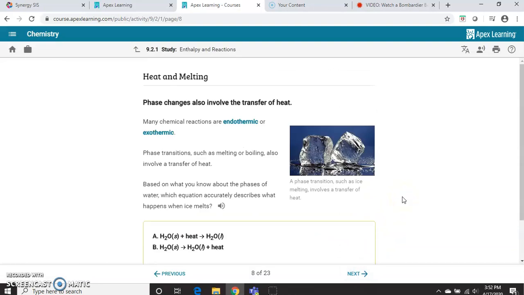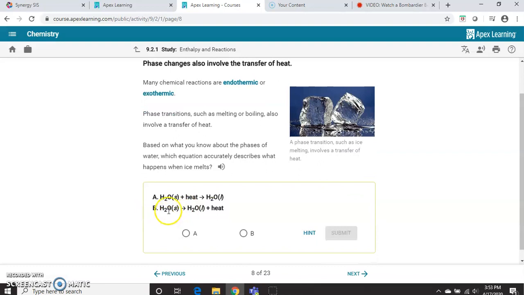So with that, we also have phase changes. So we can look at heat being added or taken away, endothermic or exothermic, if we change a phase, such as ice melting, water boiling. So based on what we know about the phases of water, which equation accurately describes what happens when ice melts? Well, we know ice is water as a solid. That's what S means. So H2O, water, is a solid. It's going down to this liquid form. That's what the L means.